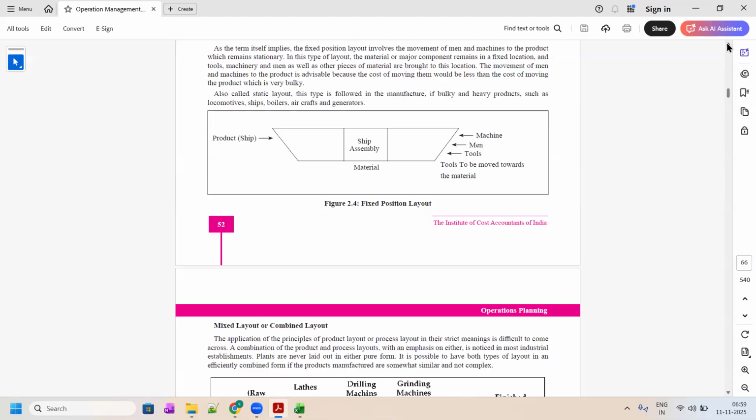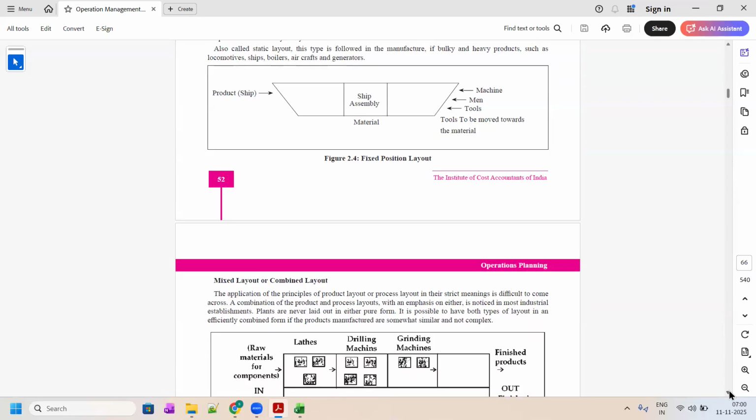So in the case of fixed position layout, the product position does not change, but the workers, machines, and materials keep changing depending upon the requirement. So it's very easy. I think you would have understood. Now we have spoken about process layout, product layout, and fixed position layout. I think all these things are very easy. You would have easily understood them.